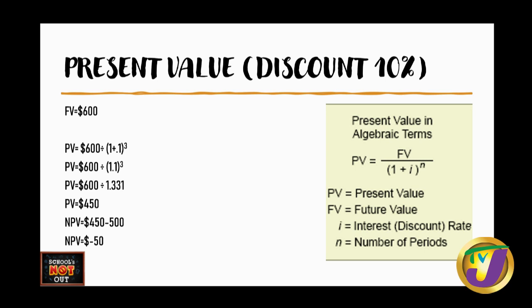Now, in order to find the present value, we use about the same formula that we have been using throughout the lesson. So it's $600 divided by 1 plus 0.1, and that 0.1 is 10% converted to decimal. Present value is equal to 600 divided by 1 plus 0.1, raised to the power of 3. So 1 plus 0.1 is 1.1 raised to the power of 3. If you did that calculation, 1.1 times 1.1 times 1.1, or used the appropriate function on your calculator, you would have gotten 1.331. So the present value is equal to $600 divided by 1.331, which would have been equal to $450.